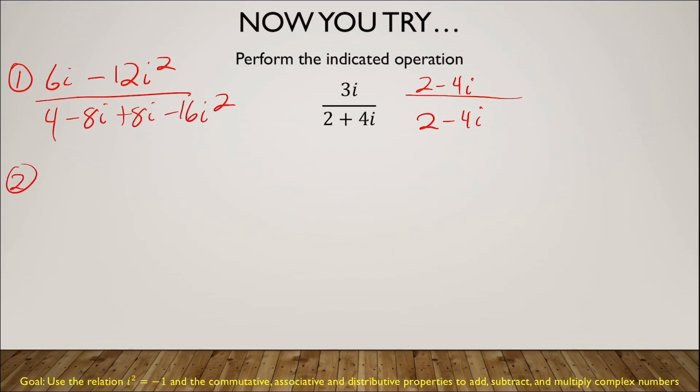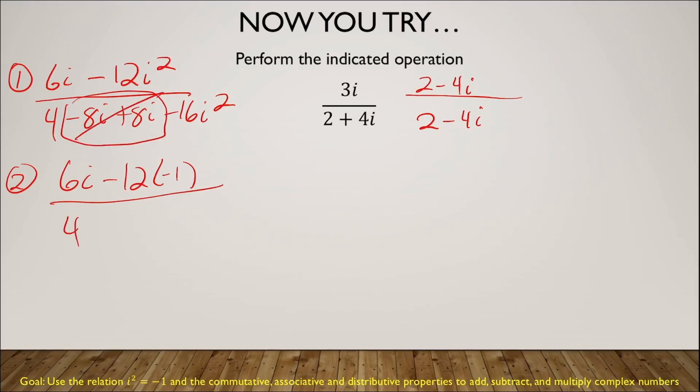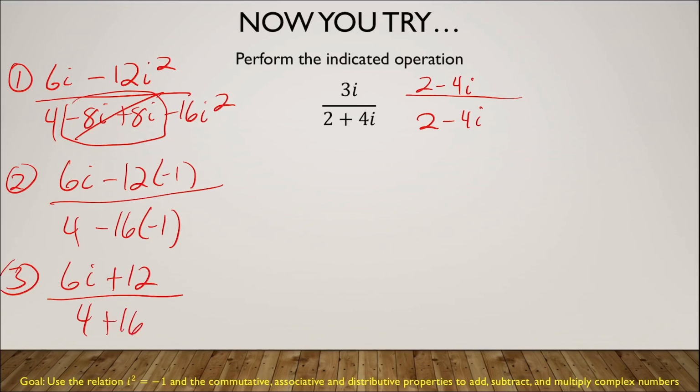Okay, now we can simplify this stuff. We get 6i minus 12 times negative 1. And then we get 4. My middle terms cancel out. Minus 16 times negative 1. Next, we get 6i plus 12. And we get 4 plus 16, which we can now say is 6i plus 12 divided by 20.